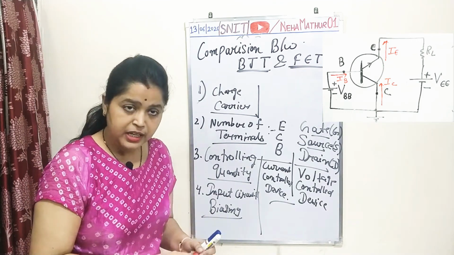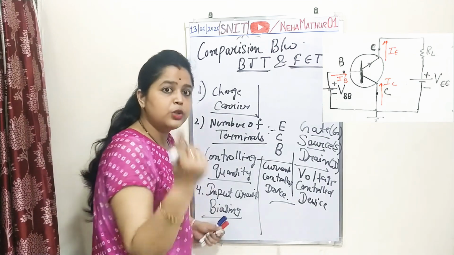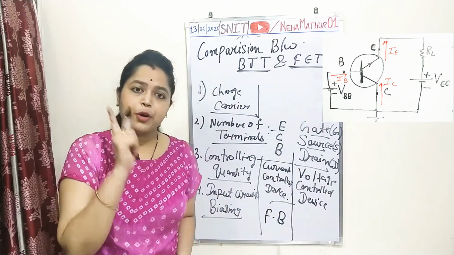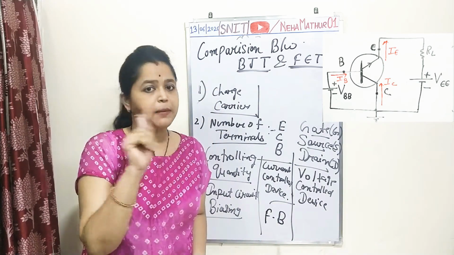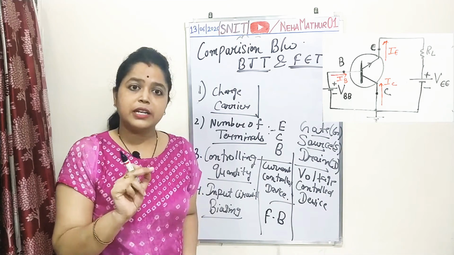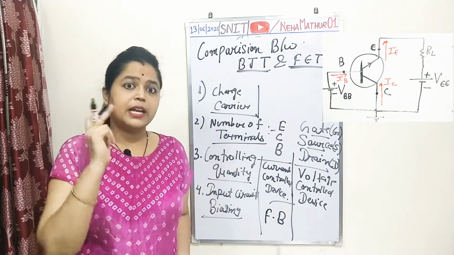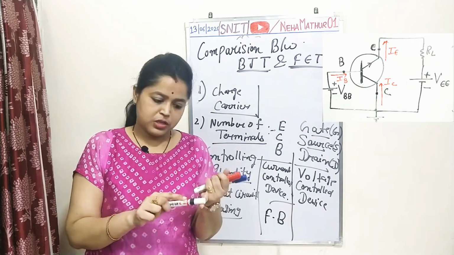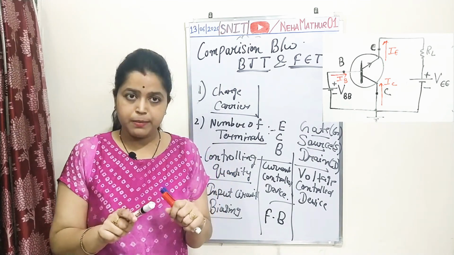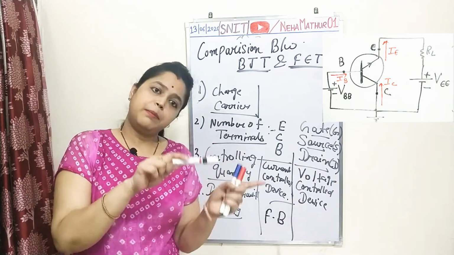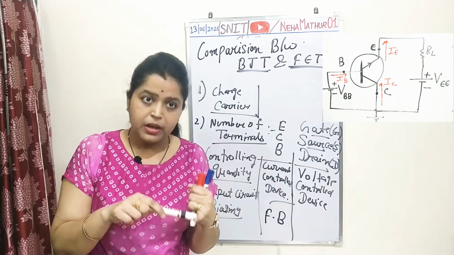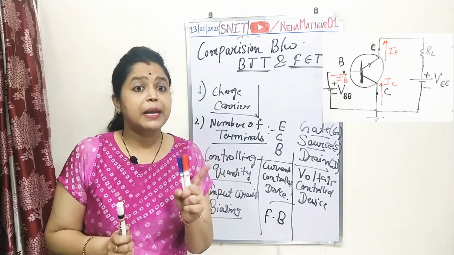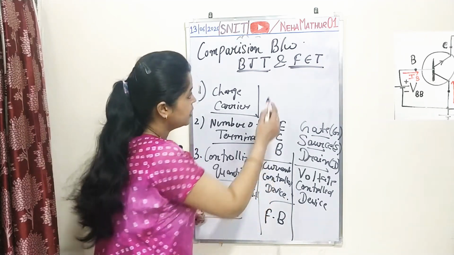So in BJT, most of the time we bias it using forward biasing. That means the positive terminal is connected with the P type, while the negative is connected with the N type. So when P is connected with positive and N is connected with negative, it is forward bias for PNP, while for NPN, if N is connected with negative and P is connected with positive, that comes under forward biasing for NPN. This was for BJT.